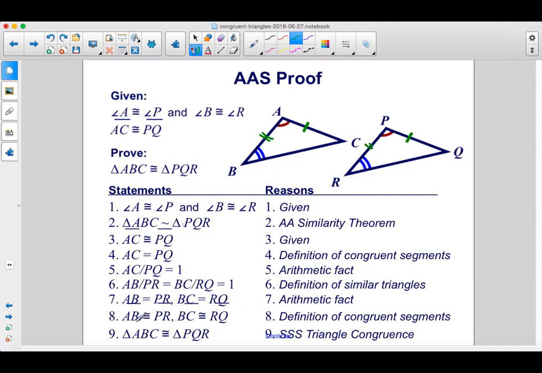Therefore, the segments are congruent, and with all three sides having congruent corresponding sides, that means that due to side-side-side triangle congruence, these triangles are congruent.